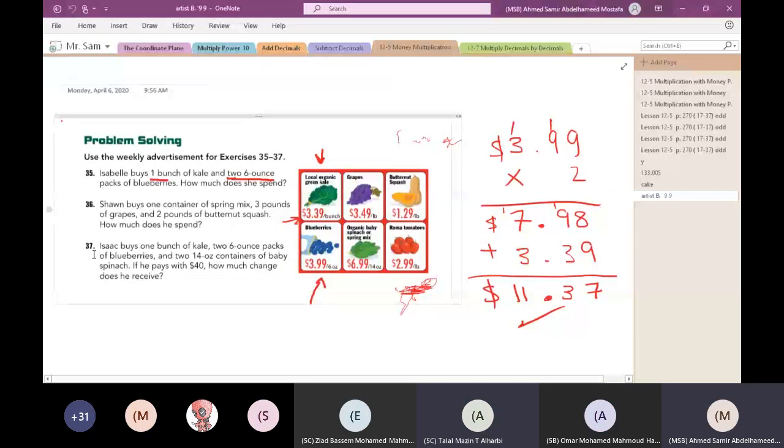Good morning. The first item is one bunch of kale. How much is that? $3.39.